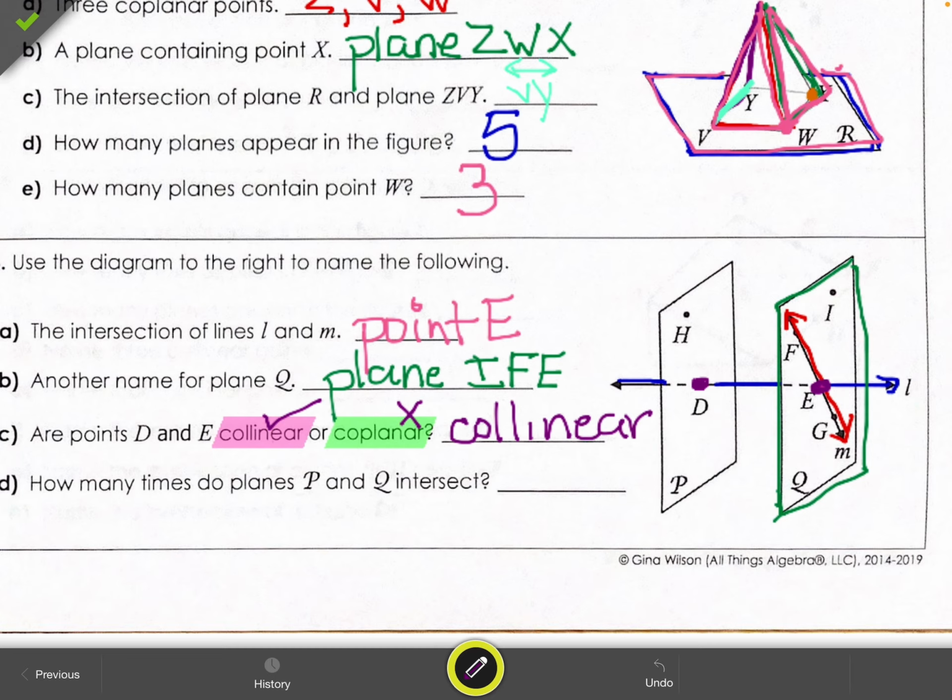And last but not least, how many times do planes P and Q intersect? So they want to know, how many times do you see plane P intersecting with plane Q? Okay, that would be none, right? They're actually running parallel. If you look, it's like if you would hold 2 pieces of paper right next to each other. Okay, they're not intersecting. They're side by side.